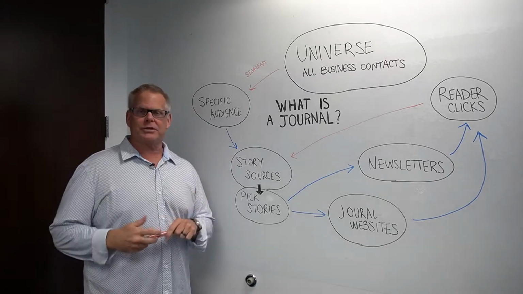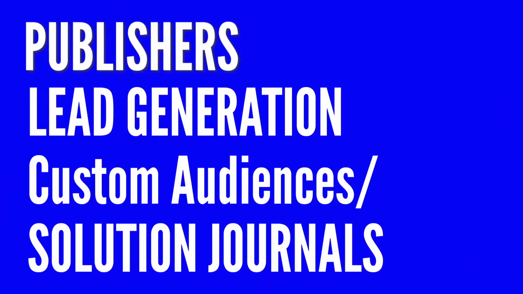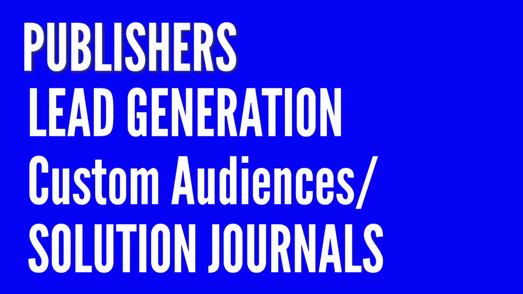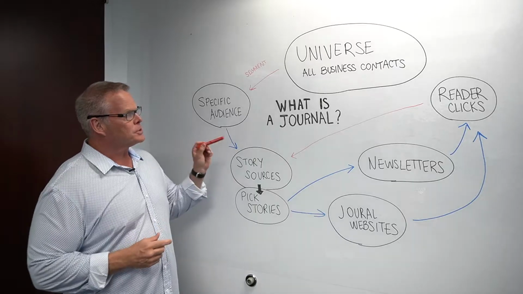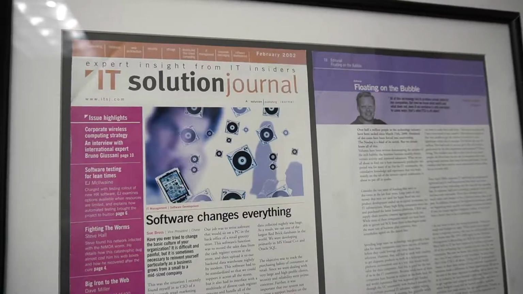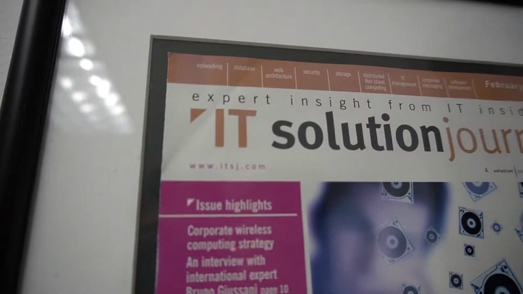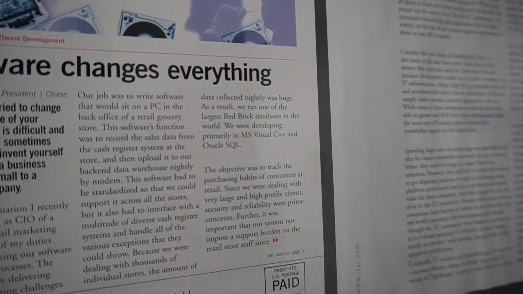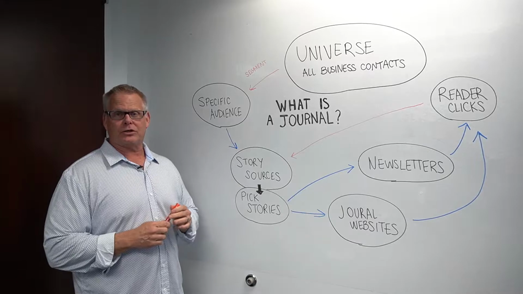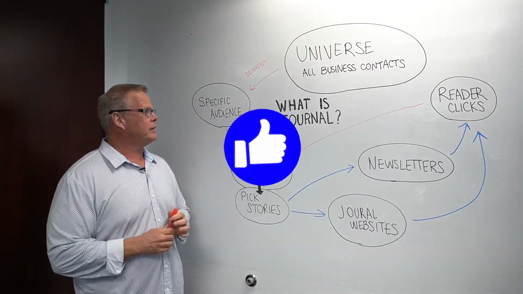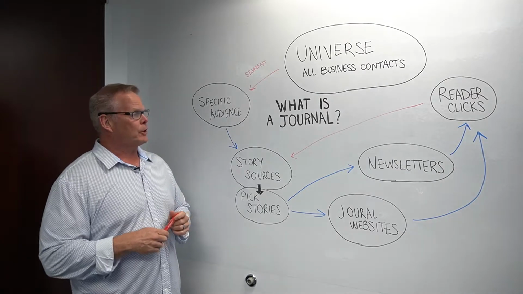Here at Solution Publishing, we do two things, right? We do lead generation and we are publishers. As publishers, what we do are called custom audiences or solution journals. The term solution journal goes back to 2001 when we originally launched a print publication called IT Solution Journal, which was one of the first publications ever to have what we called community content, where the readers actually submitted articles. It was kind of cool back then, but that was quite a long time ago.